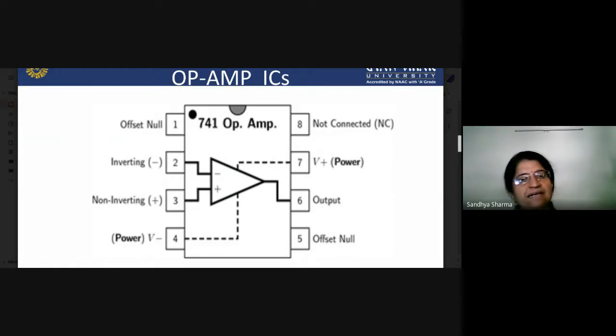Pins 2 and 3 are the input terminals. Pin number 2 is the inverting input terminal, and pin number 3 is the non-inverting input terminal. Pin number 4 is a power supply, the negative power supply, minus VEE, and pin number 5 is again an offset null. So pin number 1 and pin number 5 are the offset null connections, and further on we will see the role of these pins 1 and 5.